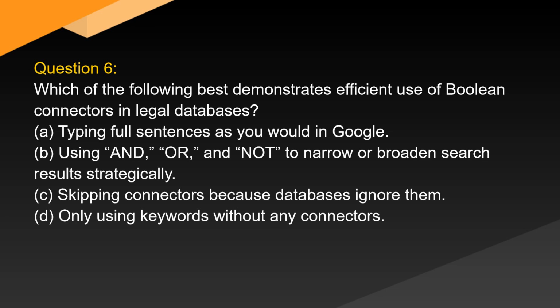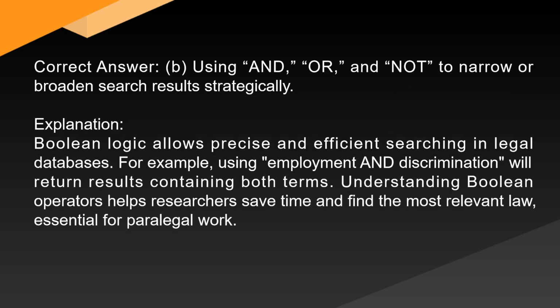Typing full sentences as you would in Google. B. Using and, or, and not to narrow or broaden search results strategically. C. Skipping connectors because databases ignore them. D. Only using keywords without any connectors. Correct answer. B. Using and, or, and not to narrow or broaden search results strategically.